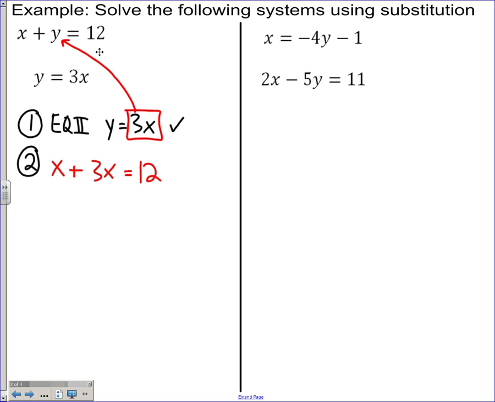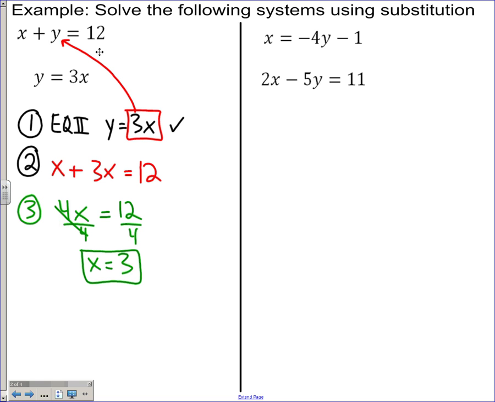Step 3 says solve the equation for the given variable. So step 3, we have an equation x plus 3x equals 12. I'm going to combine like terms. I get 4x equals 12. Divide by 4 on both sides. It's going to give me x equals 3. So that's the first part of my solution.